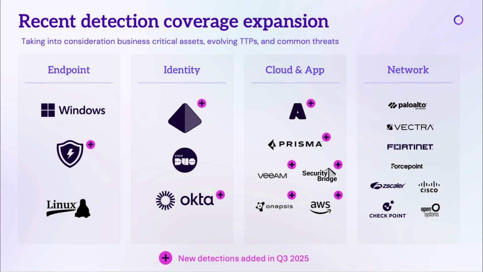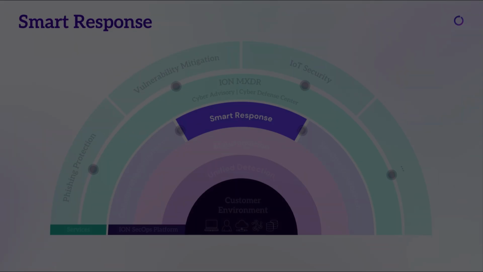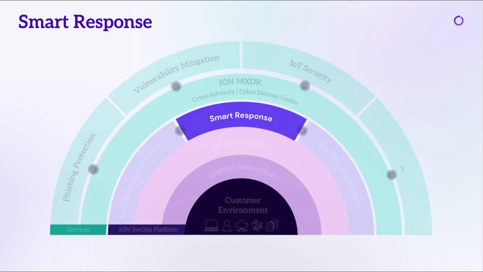Our threat detection team continues to deliver new detections across your 4 protected asset categories of endpoint, identity, cloud, and network. In Q3 2025, the team added over a dozen detections. To read the description of every new detection, please see your ION advice channel, where we post service updates with all the details.